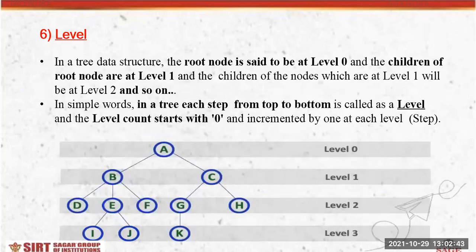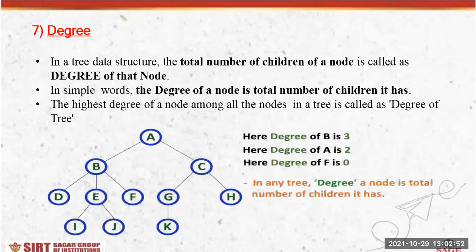Then you have levels. So level 0, level 1, level 2, level 3. In this way we can access the levels of the tree. Then you have degree. Each and every node has a certain degree. Let's suppose A has degree 2 because it has 2 children. B has degree 3 because it has 3 children.